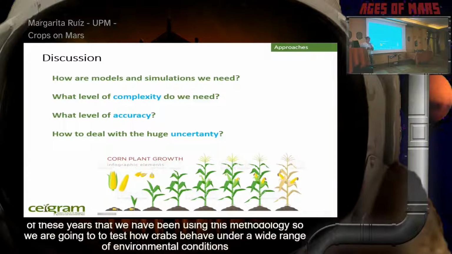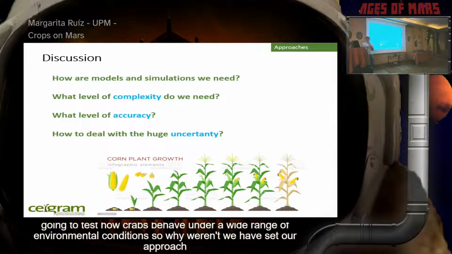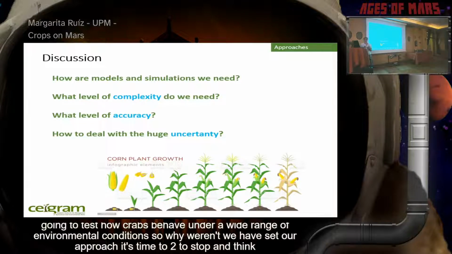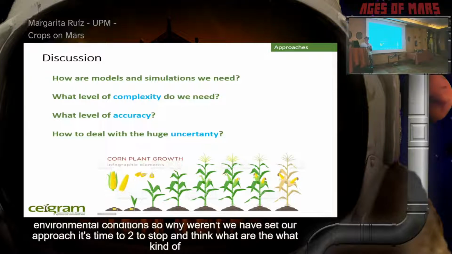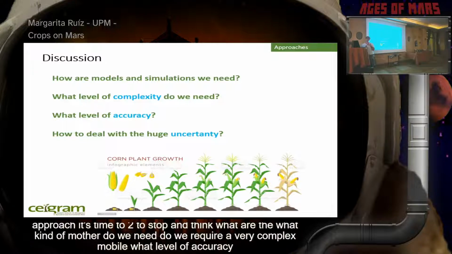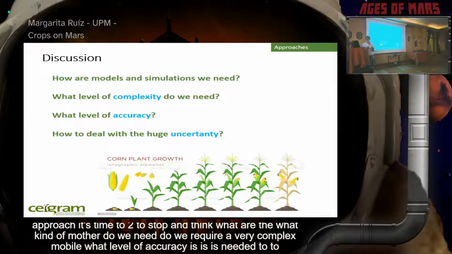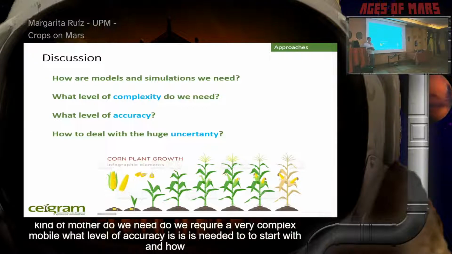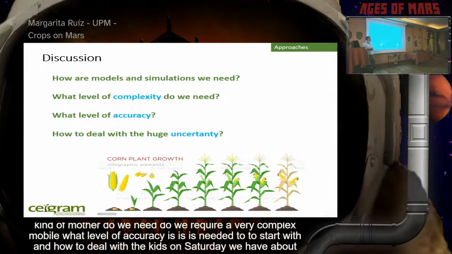So once we have set our approach, it's time to stop and think. What kind of model do we need? Do we require a very complex model? What level of accuracy is needed to start with? And how to deal with the huge uncertainty we have about the observed conditions?